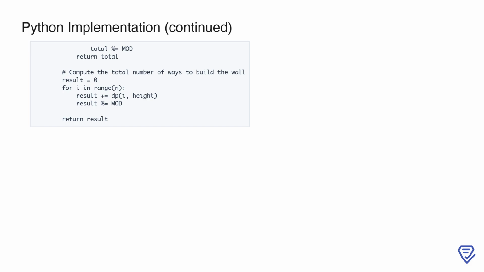Finally, we compute the overall result by iterating through all possible starting rows and summing up the ways to build the wall starting with each one. Again, we take modulo mod at each step to keep the result within limits. Once all rows are considered, the total number of ways to build the wall is returned as the result. This approach efficiently combines pre-computed row configurations, adjacency relationships, and dynamic programming to solve the problem within the constraints. By leveraging memoization and modular arithmetic, we ensure that the solution is both optimal and scalable for large inputs.